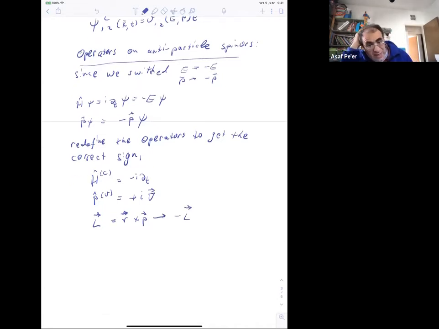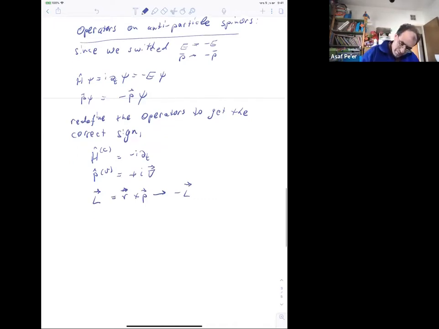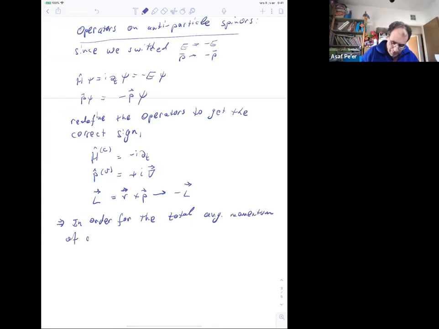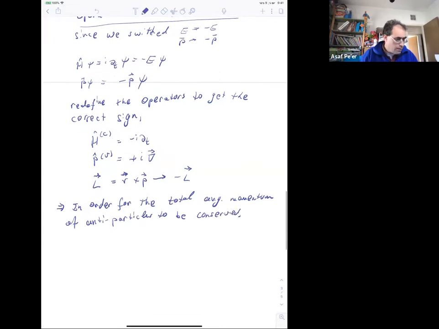And since the angular momentum has to be opposite, that means that in order for the total angular momentum of antiparticles to be conserved, J = L + S equal to 0, then we must have that the sign of the spin operator must also be reversed.